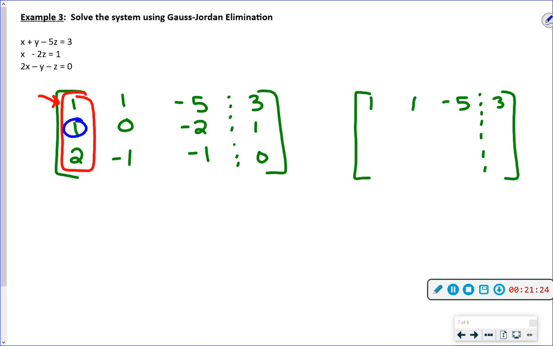Easy question. What cancels a 1? -1. So we're going to times this whole row by -1, and I'm going to add it into the middle. A lot of times, I'll be honest, I don't even always write out those fancy row operations. I just kind of do that, and you're welcome to do this too. Okay? -1 times 1, -1 plus 1. -1 times 1, -1 plus 0. -1 times -5, 5 plus -2. -1 times 3, -3 plus 1.